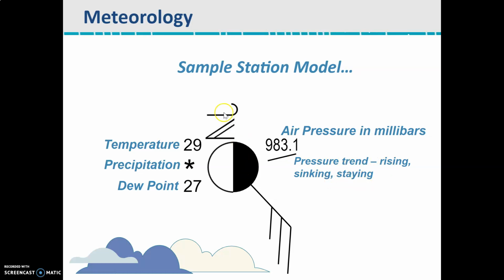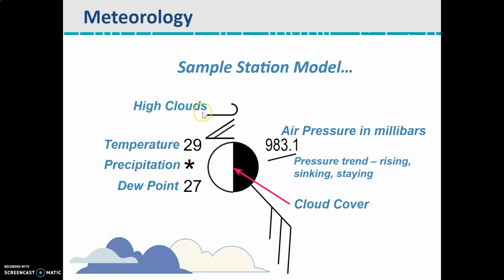The next couple of symbols are related to clouds. The center of the circle is filled in based on how much cloud cover we have outside. So in this case, it would tell me that the sky is 50% clouds and 50% blue. The other symbols here are going to show us the types of clouds, and it's based on their height.